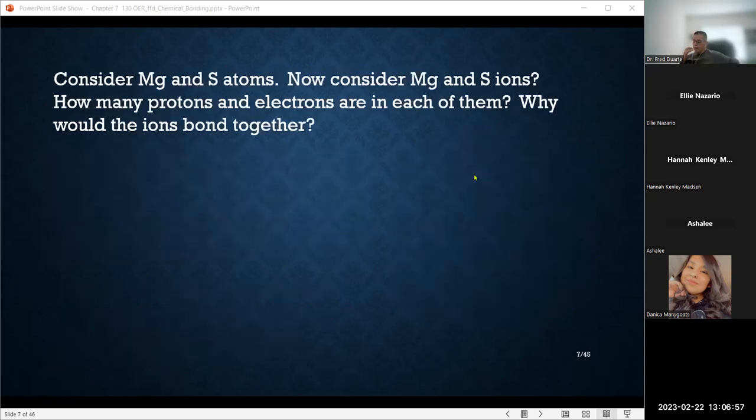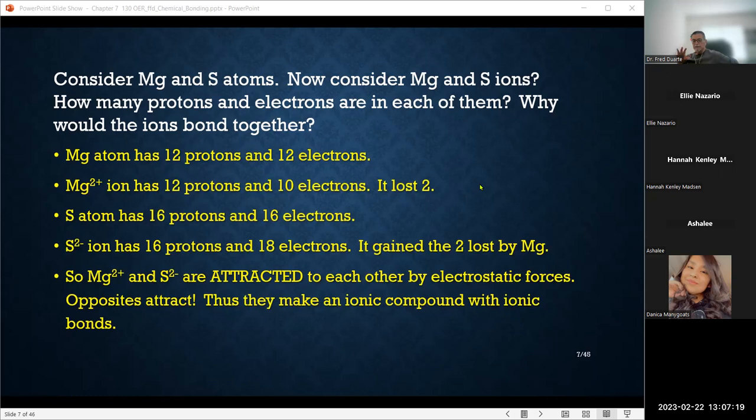All right, so let's consider the magnesium and the sodium atoms from the elements, okay? And then we're going to also take their respective ions. And we're going to look at the number of protons and electrons for each, and then why the ions bond together, okay? Well, we know that the magnesium atom has 12 protons and 12 electrons, okay? It's element number 12. It's a metal, it's in group 2A, so it will lose those 2 valence electrons, resulting in now having 12 protons, but now instead of 12 has 10 electrons. It lost 2 of them. So the net charge is a +2. 12 positives, 10 negatives, net +2. The sulfur, being in group 6A, has 16 protons, 16 electrons.